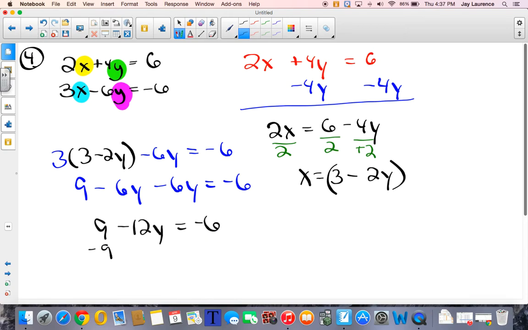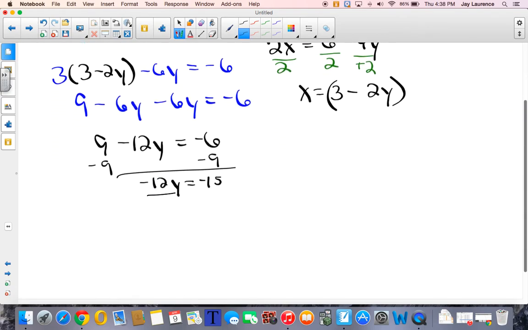Subtract 9 from both sides. Negative 12y is going to equal negative 15. Divide by negative 12. Y is going to equal 5/4. I think that's right. Wait, I have a silly mistake, don't I? No. Divide by 5, divide by 3, divide by 3. Yeah, 5/4. Or 1 1/4. Okay. I'm not going to round that. I'm going to leave it as 1 1/4. If I want to leave it as 5/4, I can.